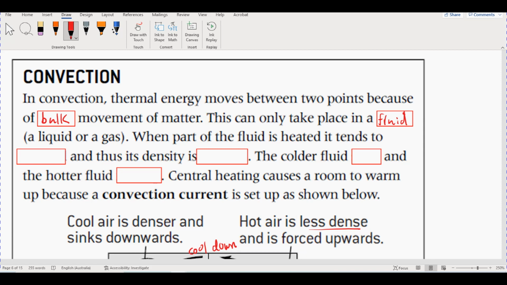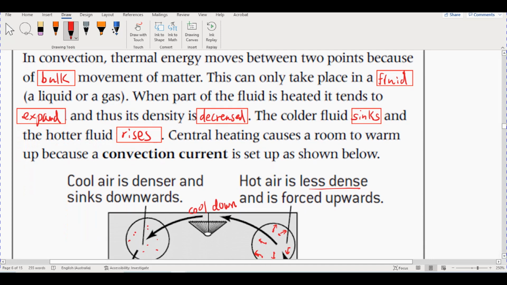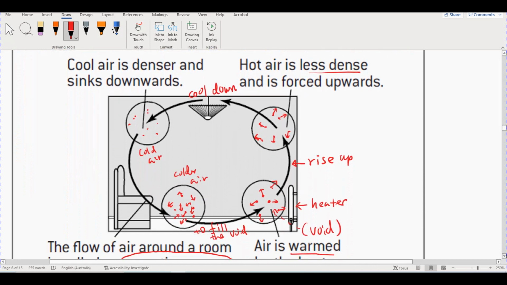When part of the fluid is heated, it tends to expand, and thus its density decreases. The colder fluid sinks and the hotter fluid rises. Central heating causes a room to warm up because of convection current. So remember, convection current is a cycle like this.